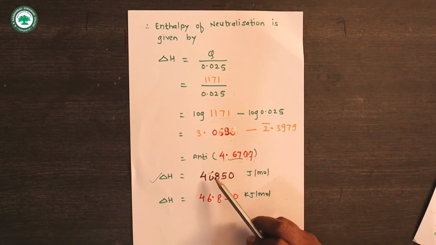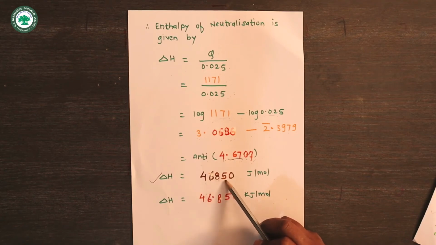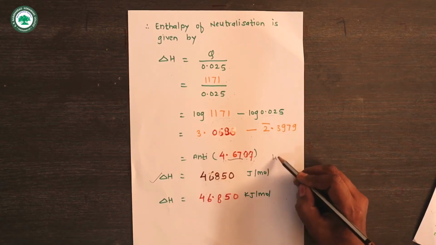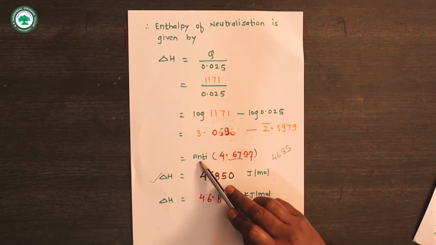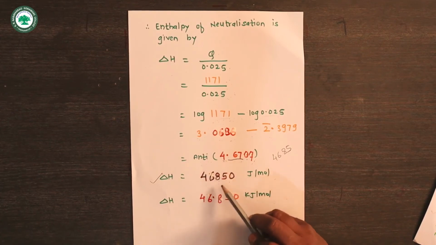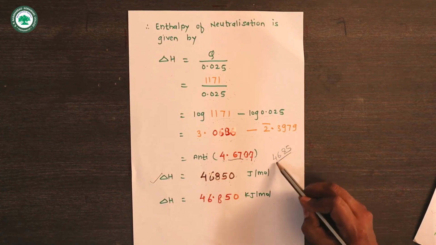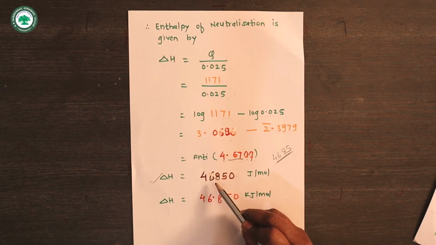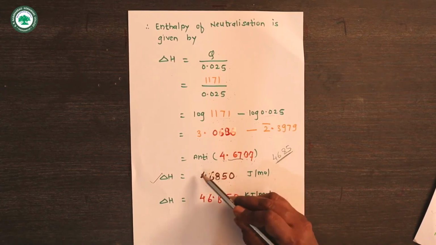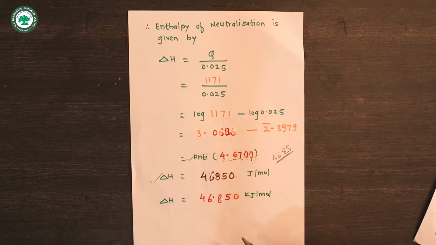And the total value we get here is 4685. The value 4685 is obtained. But before the point in the antilog term 4 is there, so we have to put the point after 5 digits, and this is only a 4-digit number, so we add a 0, and 46850 is the required answer of this antilog term. And so 46,850 joule per mole is the enthalpy change for this neutralization reaction.